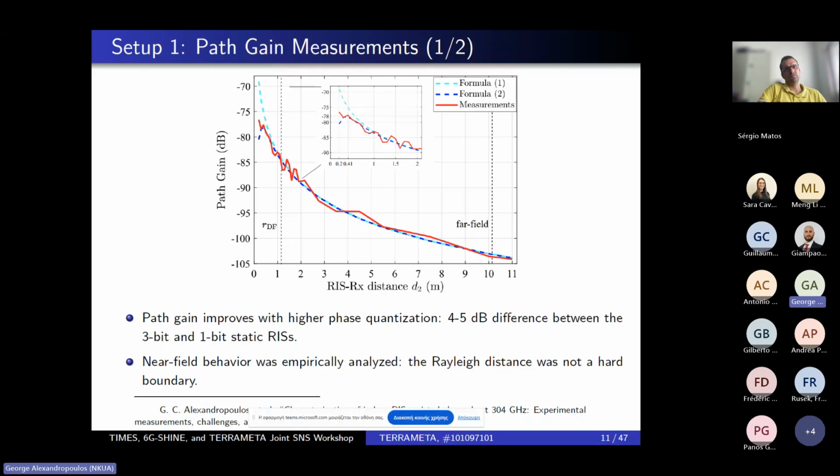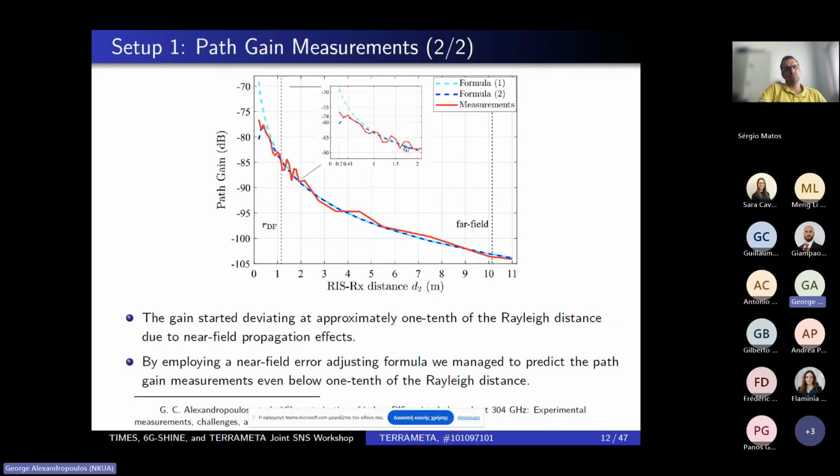And in this figure, the end result is that you can see that the path gain improves with higher phase resolution. There is a 4 to 5 dB difference between the 3-bit and the 1-bit static RIS. But also another interesting thing is this empirical analysis of the near-field behavior, where we have seen that this Rayleigh distance, this d_F, is not as hard a limit as expected, meaning that you could get even closer to the receiver, the actual end node, to the RIS, and still get very good performance by using the far-field approximation.